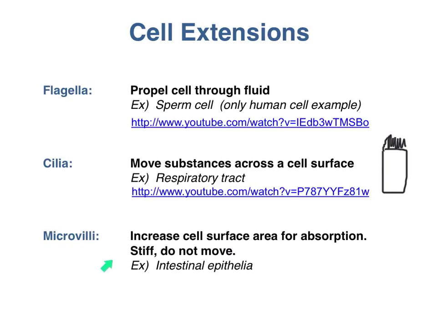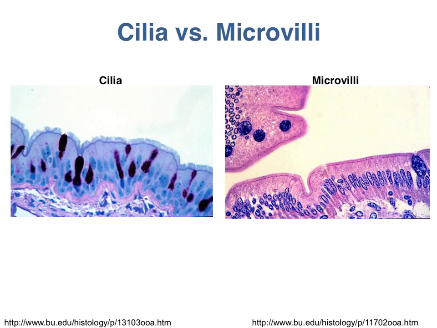In contrast, microvilli are stiff. They don't move. They're just there to increase the surface area of the cell to better absorb substances, like in your small intestine, to better absorb nutrients out of your food. Here I'm just showing you a visual comparison between cilia and microvilli. They both form this kind of fuzzy appearance on the surface of the cells that have them. So there's the cilia, there's the microvilli.